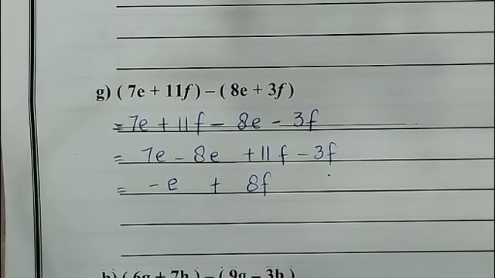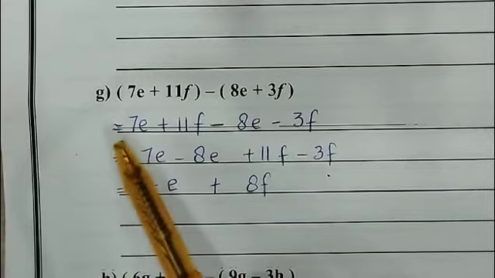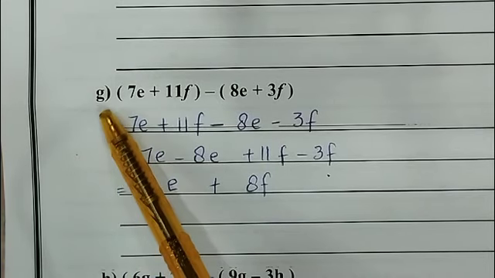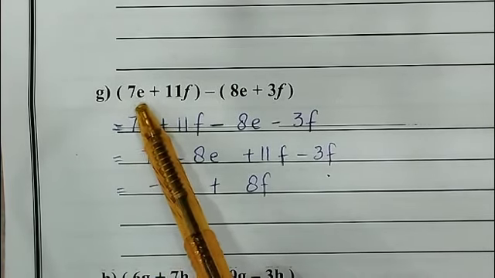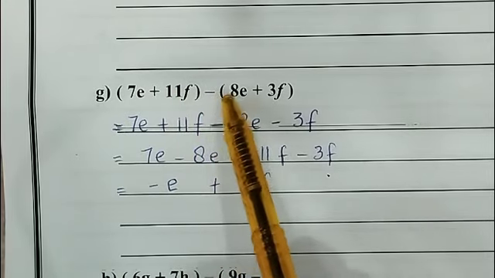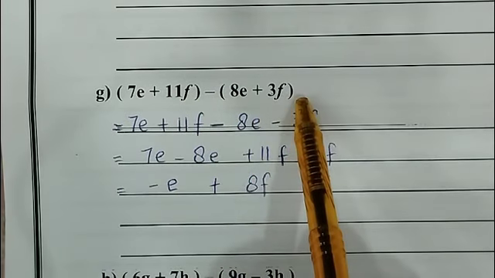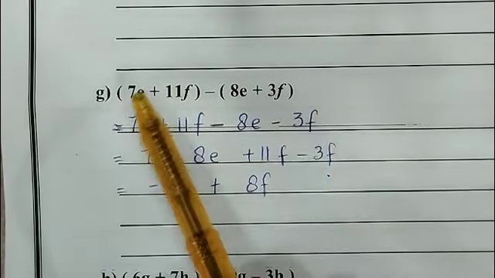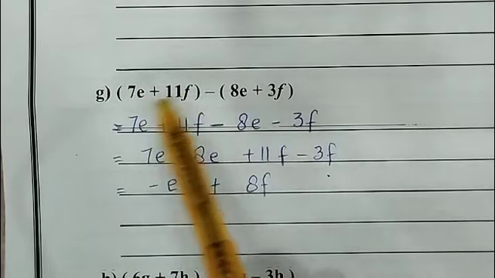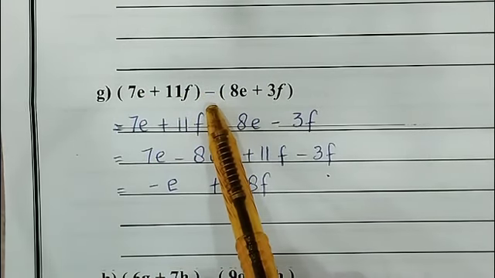Assalamu alaikum. In this video I will be explaining question number 14 remaining parts from summer pack class 7th. So here you are seeing part G of question number 14, which is (7e + 11f) - (8e + 3f). There are two brackets over here, and in the middle there is a minus sign.